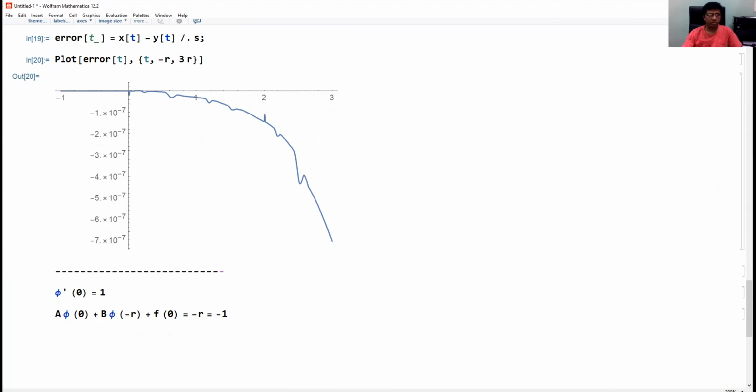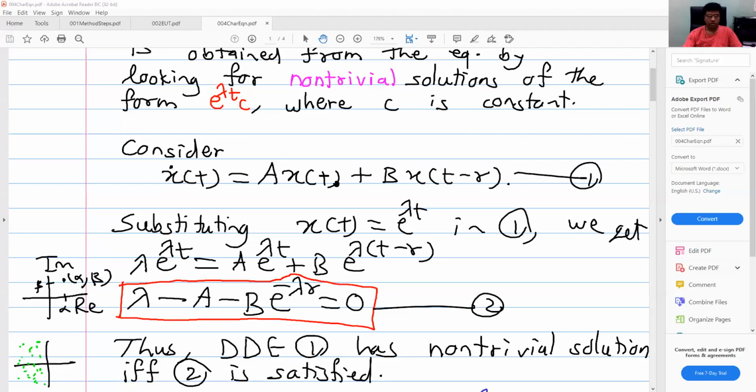Let us discuss something about the characteristic equation. Okay, so this is also an interesting thing. We have seen the characteristic equation.